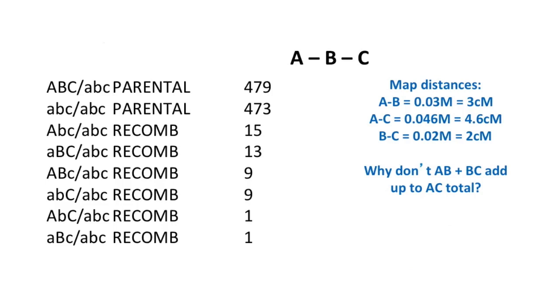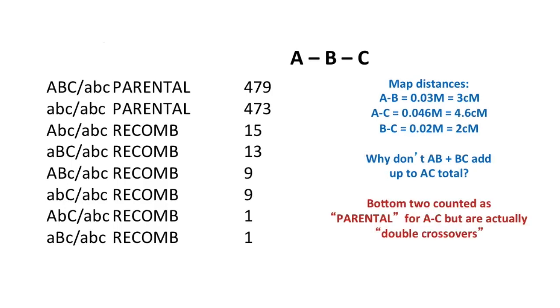So now you may be wondering, why don't AB plus BC add up exactly? Why doesn't it add up exactly to 4.6? Well, the reason is something that you actually noticed when we were calculating these numbers: we have two things that we're calling parental, but they're actually recombinant, right? Here at the bottom two, this individual and this individual, we were counting as parental for A and C. But in fact, they're double crossovers. So not only should they be counted, but they should be counted twice. But we didn't do that. So this is why it doesn't quite add up exactly.